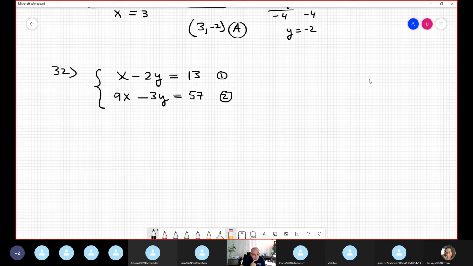Okay. I have no idea. I'm totally lost. What do you recommend me to create the idea for elimination? Remember, it's the same number and opposite sign.